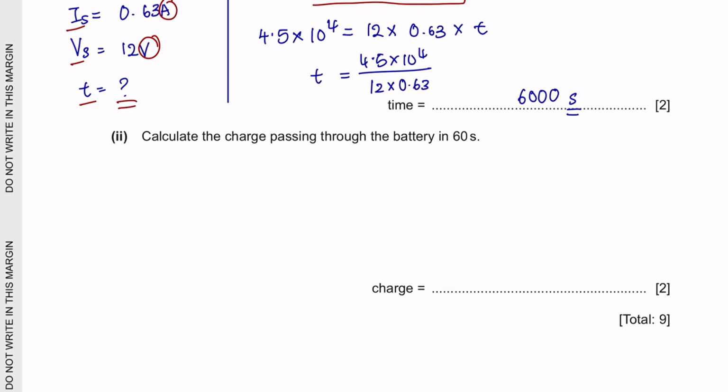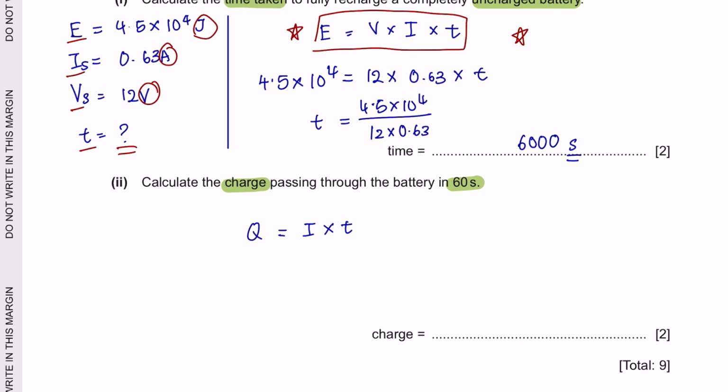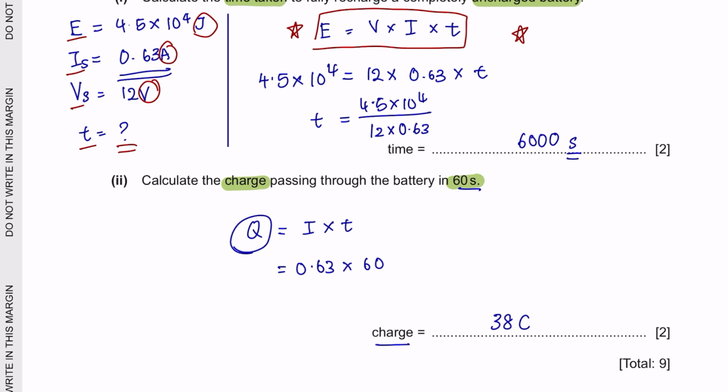Next, calculate the charge passing through the battery in 60 seconds. So the formula for charge is current times time. We already have current, which is 0.63, and the time is 60 seconds. The charge will be 38 and the unit for charge is coulomb, which is capital C.